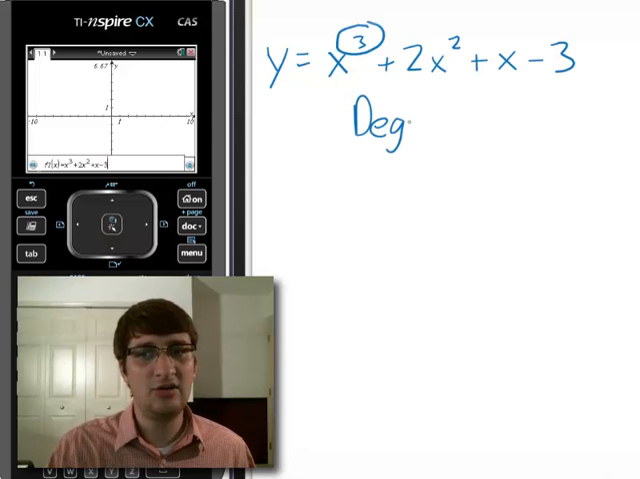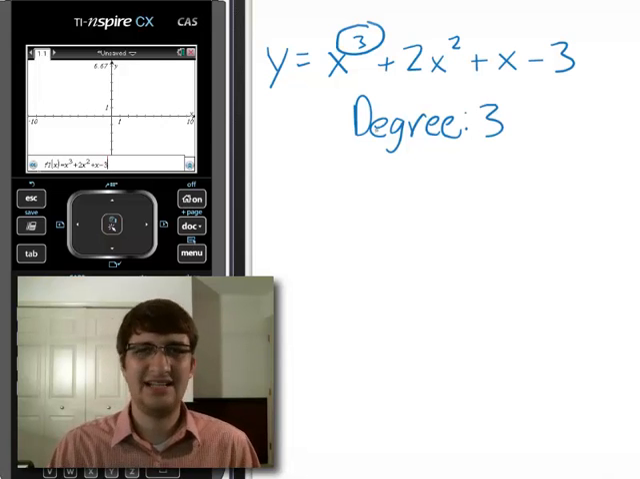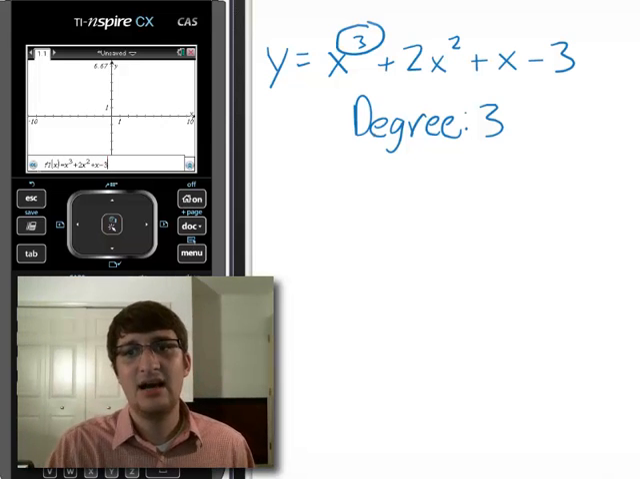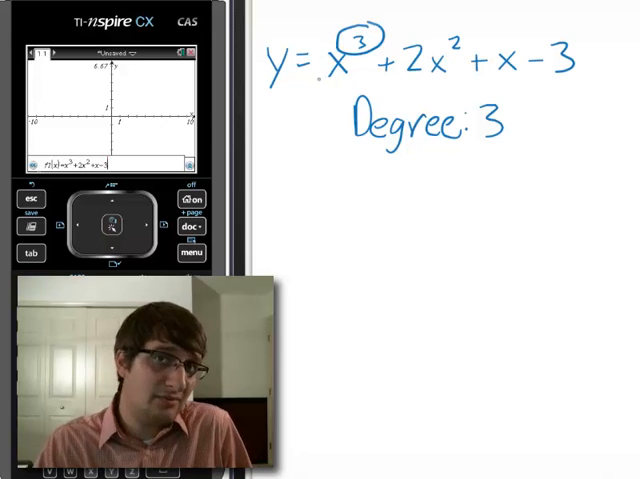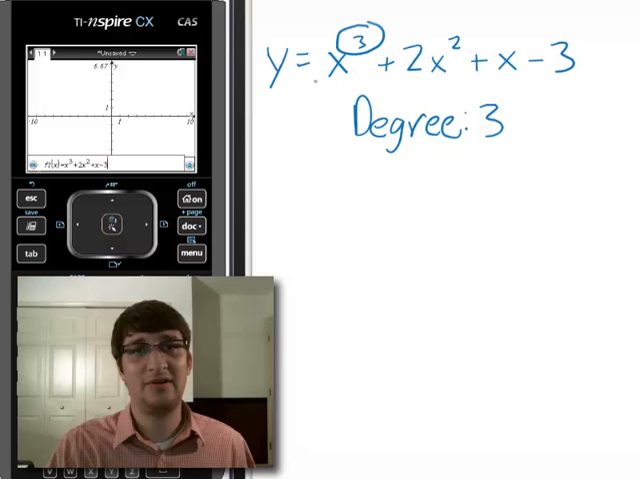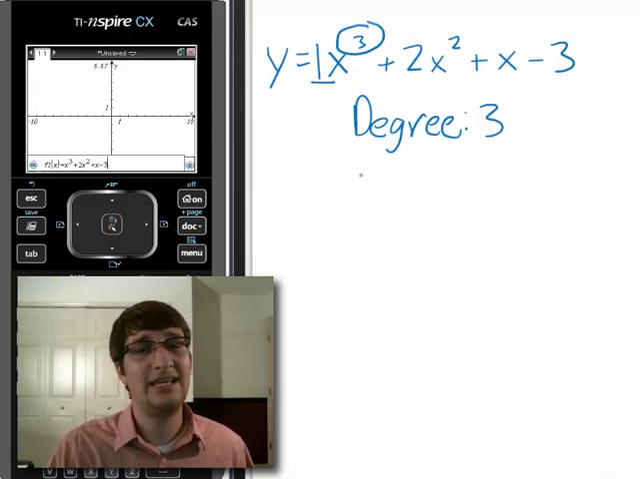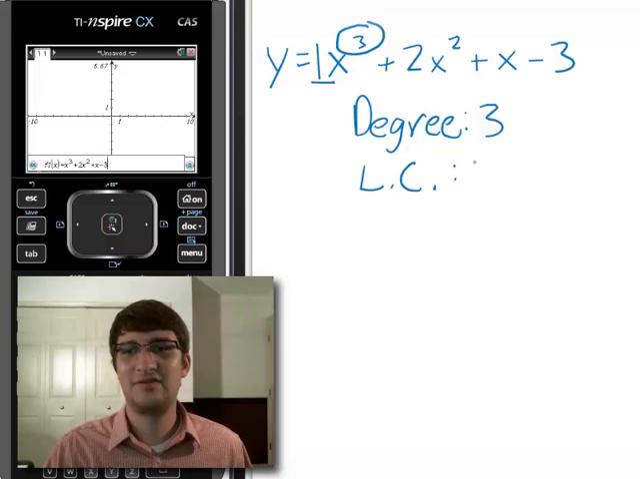The leading coefficient is also something that I want you guys to pay attention to. The leading coefficient is just going to be the number attached to the x which has the highest exponent, okay? In this case, our leading coefficient is going to be 1. If there is no number in front of x, we can just assume that number is 1, okay? So our leading coefficient, which I like to abbreviate with LC, is just going to be 1.